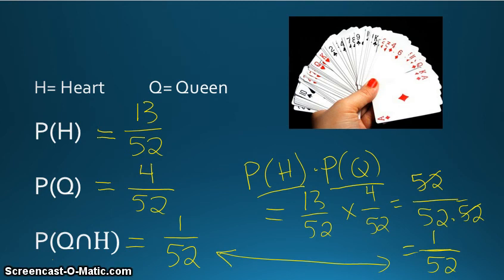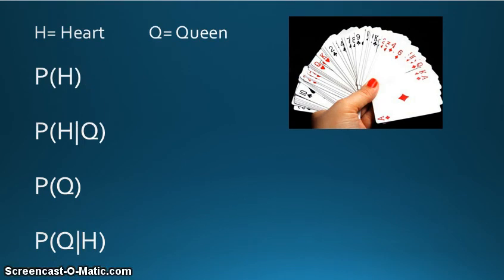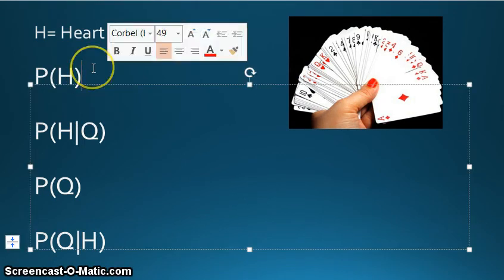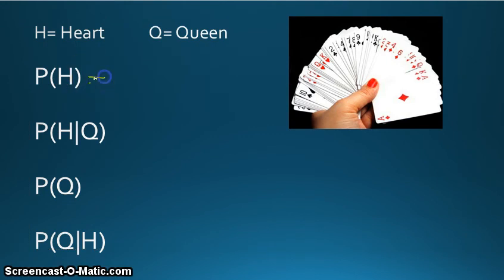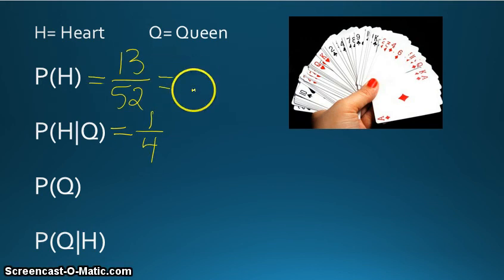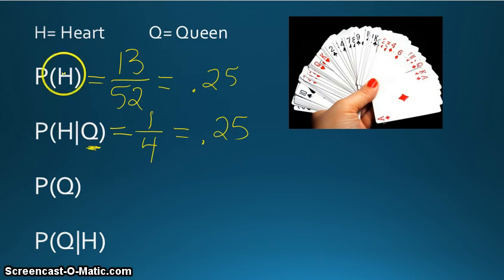So let's just take one more look. So we saw last time that the probability of a heart is 13 out of 52. The probability of a heart, given that it's a queen, is 1 out of 4. And if we reduce our 13 out of 52, it's 1/4 or 0.25. And these two are equal. So we can see that knowing that we have a queen does not change the probability of having a heart. That means we have independent events.